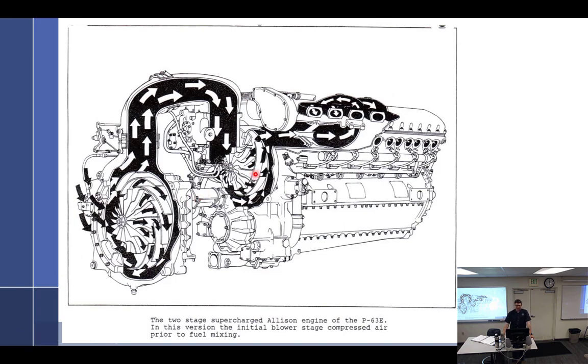So what drives these compressors? The engine. Gears. Okay.